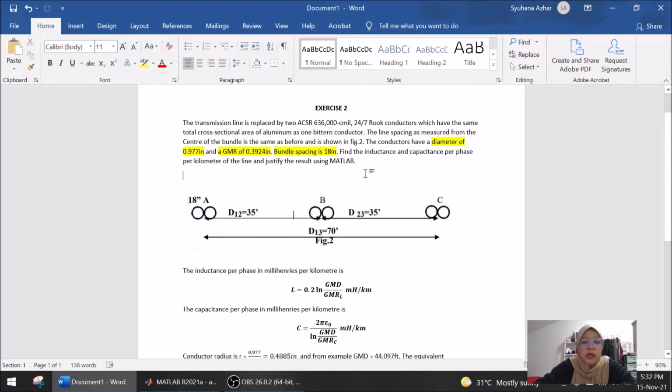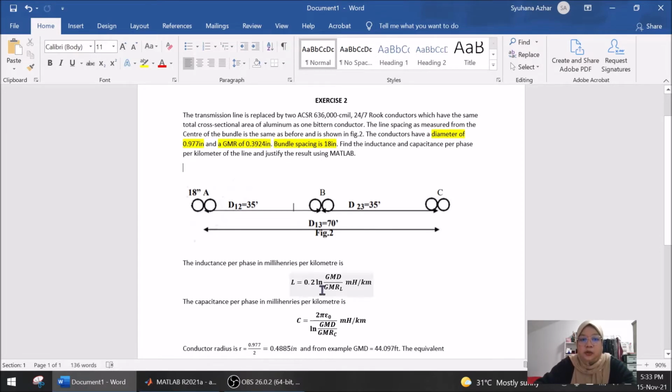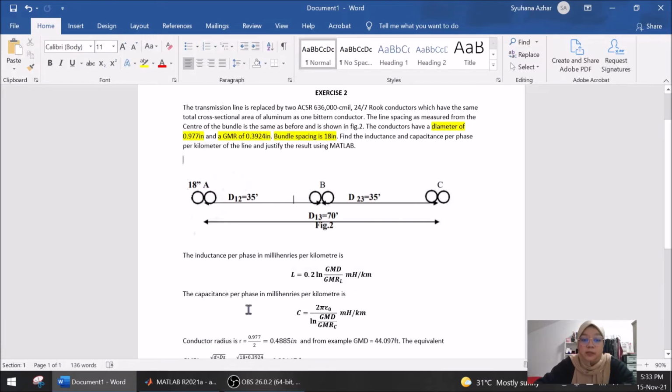As we know, the formula to find the inductance per phase is 0.2 ln GMD over GMRL. While to find the capacitance per phase, the formula is C equals 2 pi epsilon 0 over ln GMD over GMRC. So, we need to find the value of GMD, GMRL, and also GMRC in order to use this formula to find capacitance and inductance.